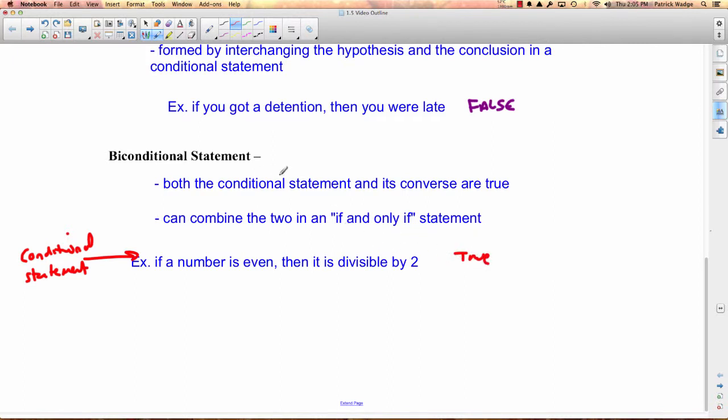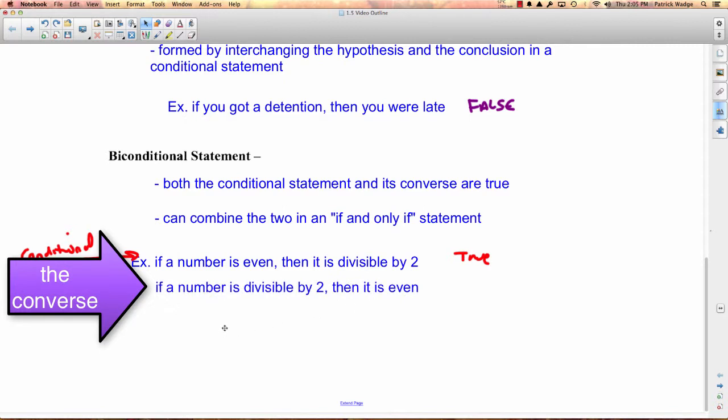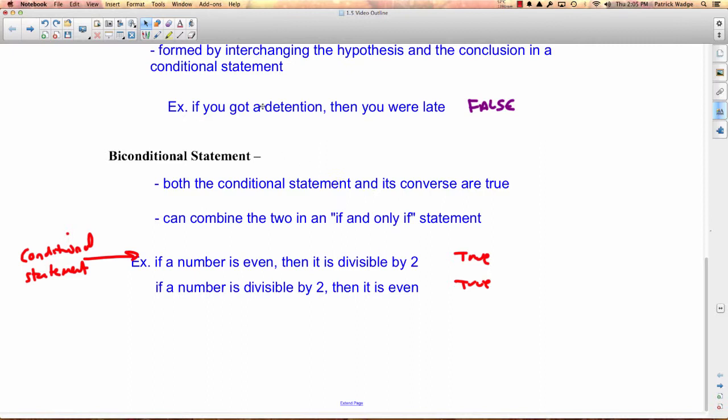Now, what would be the converse of that? Remember, for the converse, what you're doing is you're putting the conclusion into the hypothesis position and vice versa. So what you'd get is, if a number is divisible by 2, then it is even. Is that true? Yeah, if you can divide a number by 2, it's even. So this is also true, which means, since both of those are true, this is a biconditional statement. And the way you combine those two statements is by using an if and only if statement.